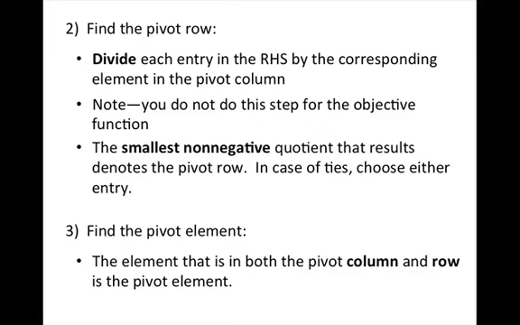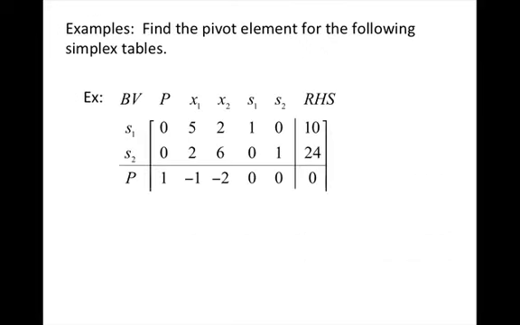So let's look at a few examples. I begin by finding my pivot column. Look at the very last row. I have a 1, a -1, a -2, and then zeros. You find the smallest negative number, which is -2. That's under x sub 2, so my pivot column becomes x sub 2.